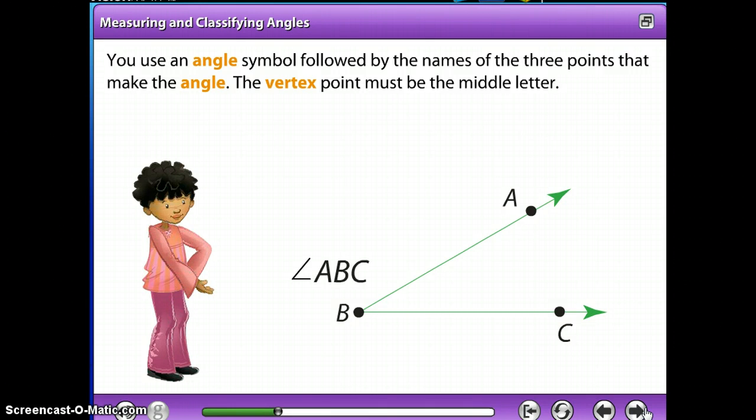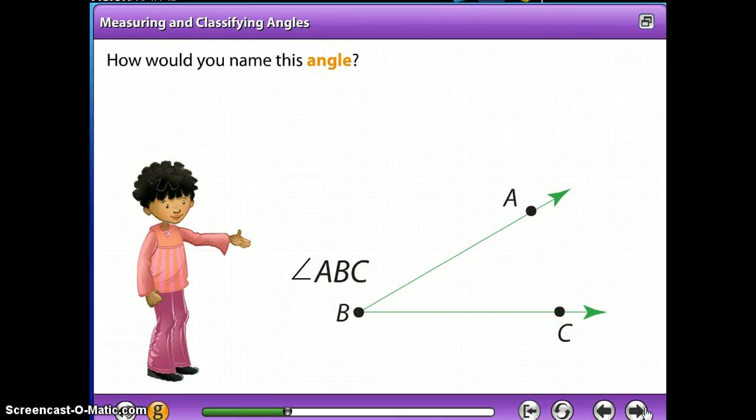You use an angle symbol followed by the names of the 3 points that make the angle. The vertex point must be the middle letter. Okay, we talked a lot yesterday about those symbols. This angle symbol is very important. If you don't have that in front of those 3 letters, then it's not showing us that you know what the angle is.